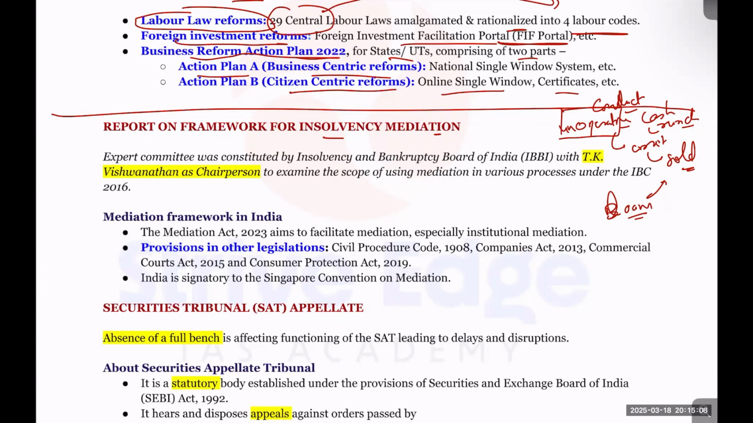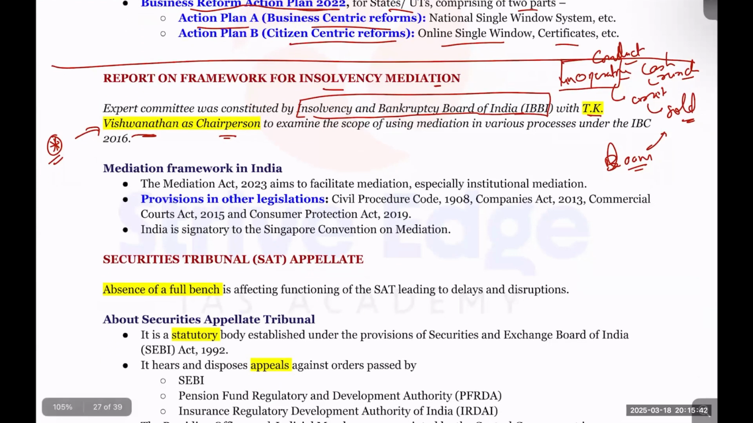So what is the committee? Expert committee which has been formed, okay, by the Insolvency and Bankruptcy Board of India. It is also an important body. Okay, it is a statutory body with T.K. Viswanathan as chairperson. So you should remember this name, because UPSC may ask, recently this T.K. Viswanathan was a chairman of a committee, and what was this committee related to? Okay, so you should remember that this committee was related to the insolvency mediation sector, right?